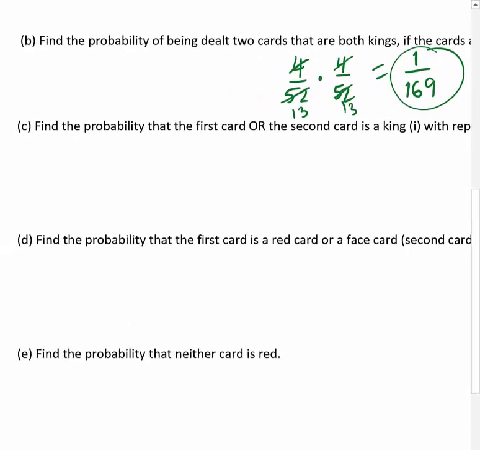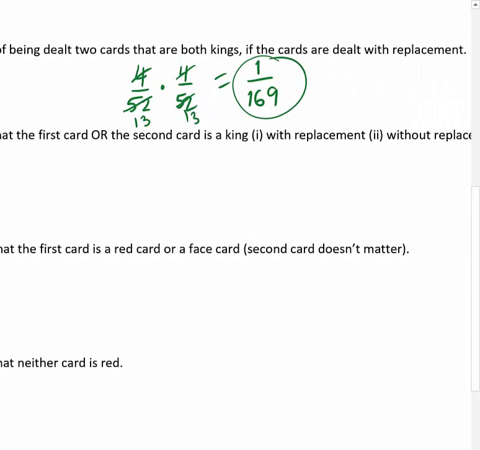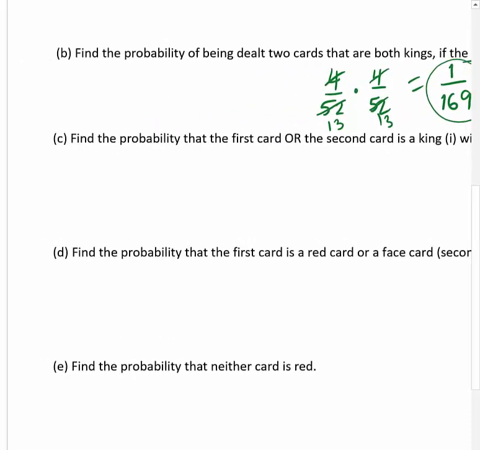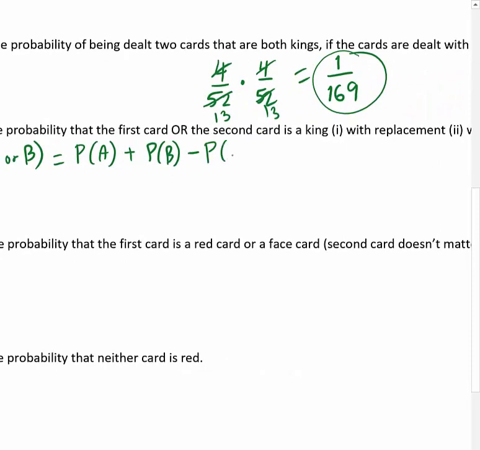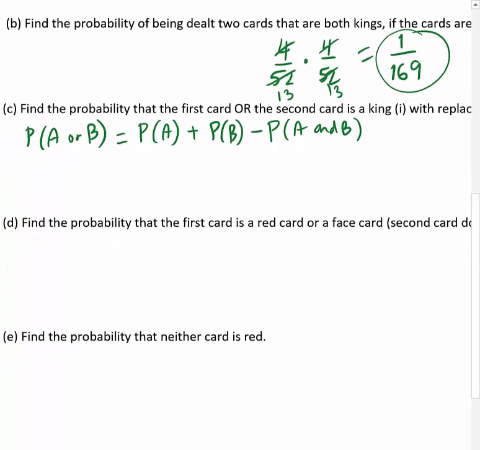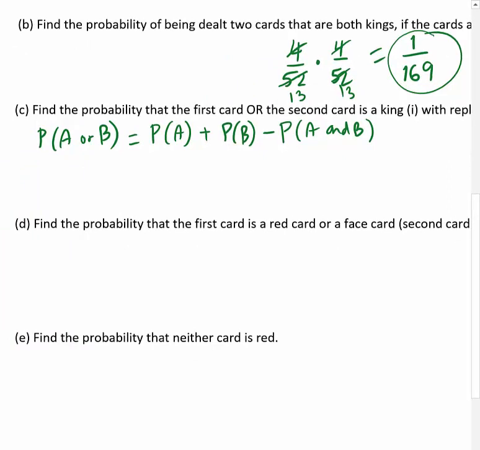Find the probability that the first card or the second card is a king, first with replacement and then without replacement. Either way, since it's an OR, we're going to use the OR formula. Probability of event A plus the probability of event B minus the probability of both happening. The good thing is we've calculated the probability of event A and event B happening in parts A and B. So first, with replacement.